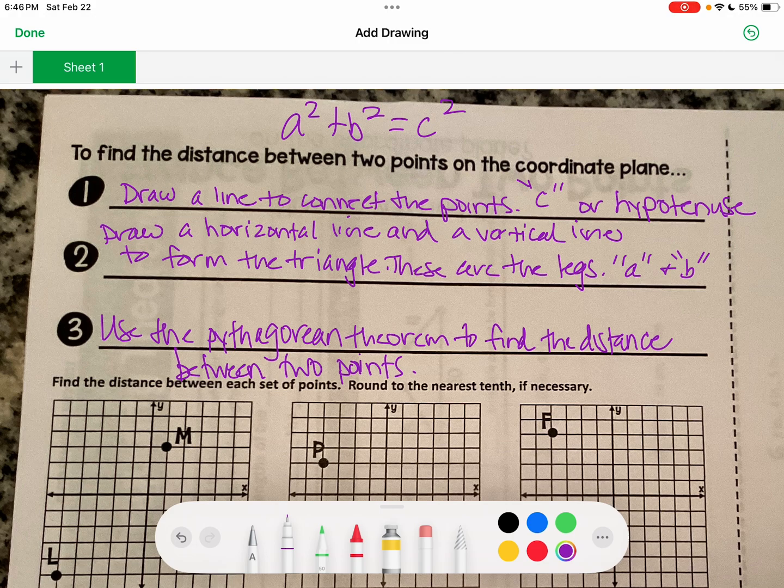The first thing that you're going to do is draw a line to connect the points. This becomes your C. You will notice this is kind of like your diagonal or your slant or the hypotenuse. So that's the longest side of your triangle. Step 2 is you're going to draw a horizontal line and a vertical line to form the triangle. So basically you complete the triangle. These would be considered your legs, your A and your B. And then step 3, you're going to use your Pythagorean theorem, a squared plus b squared equals c squared, to find the distance between the 2 points. So let's go through and do our examples, and that way you can see exactly what I'm talking about as we go through and do this.